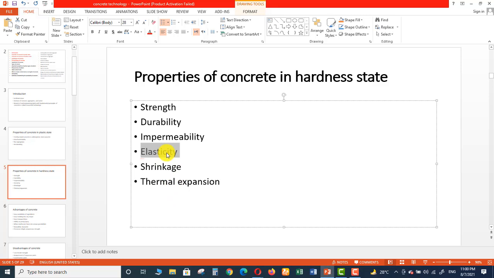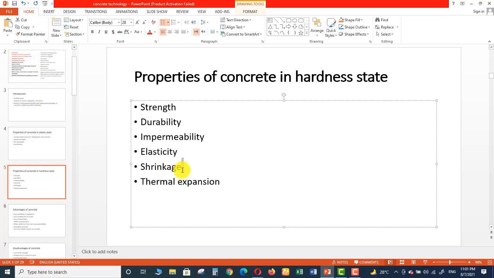Elasticity is defined as the... actually, hardness. Concrete is a brittle material, right? So it is desired that it should possess adequate elasticity. It should have adequate elasticity because we know that concrete is a brittle material. This is very important. We should know that the concrete is a brittle material.